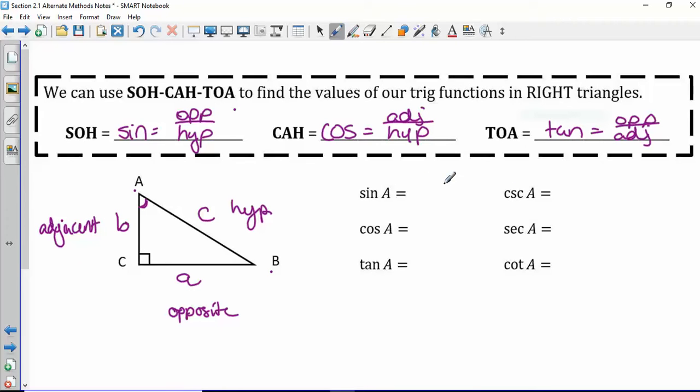Sine of A. So from angle A, sine is opposite over hypotenuse, so that would be A over C. So that means cosecant is C over A. Okay, cosine from angle A. Cosine is adjacent over hypotenuse, so that's B over C, which means secant is C over B. Tangent, TOA, is opposite over adjacent, so A over B, and then cotangent would be B over A. So far, so good?